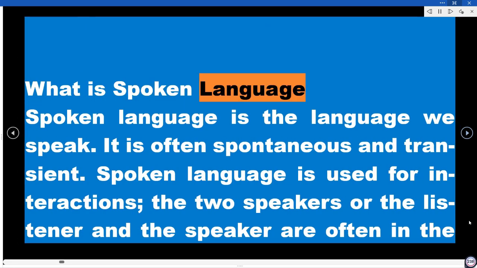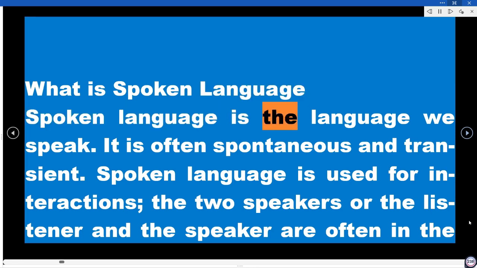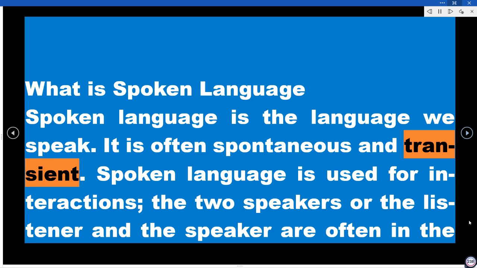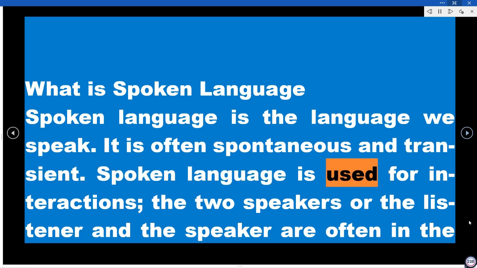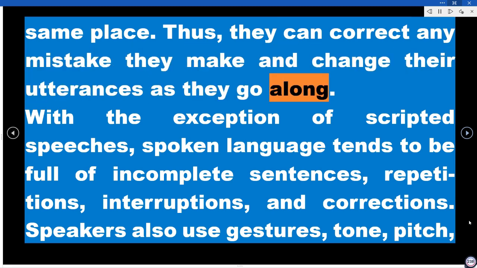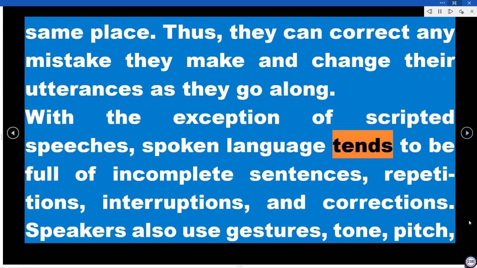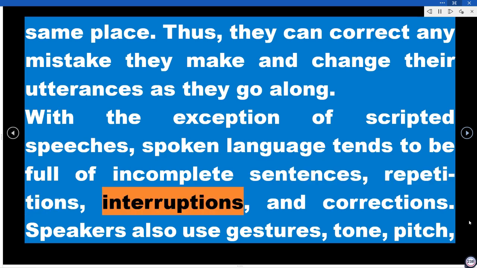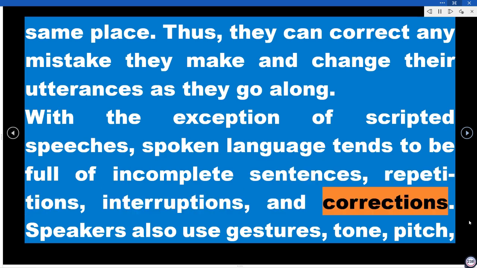What is spoken language? Spoken language is the language we speak. It is often spontaneous and transient. Spoken language is used for interactions. The two speakers or the listener and the speaker are often in the same place. Thus, they can correct any mistake they make and change their utterances as they go along. With the exception of scripted speeches, spoken language tends to be full of incomplete sentences, repetitions, interruptions, and corrections.